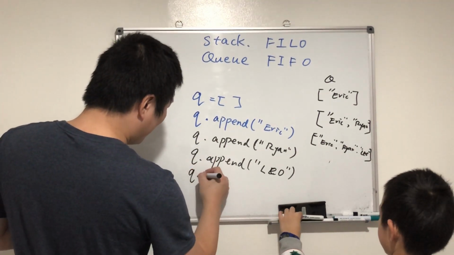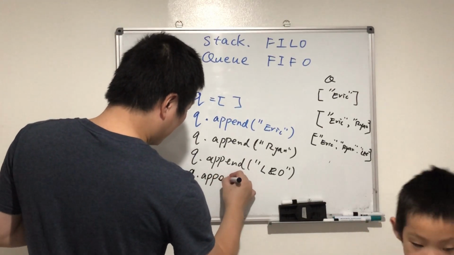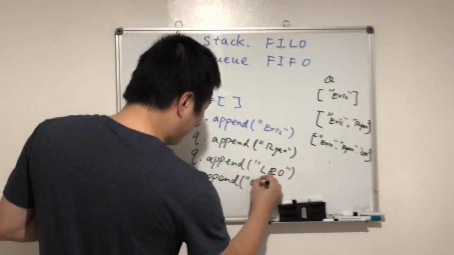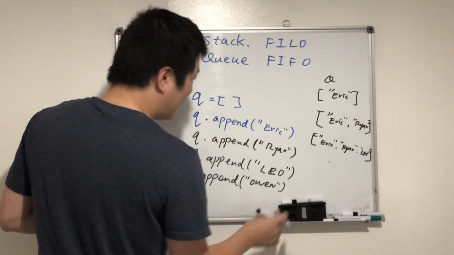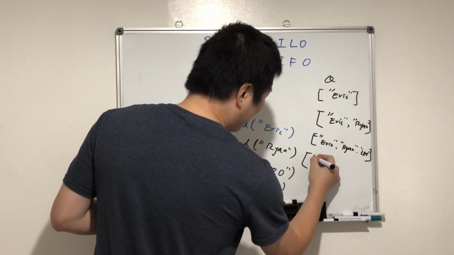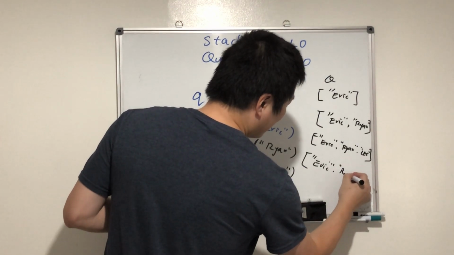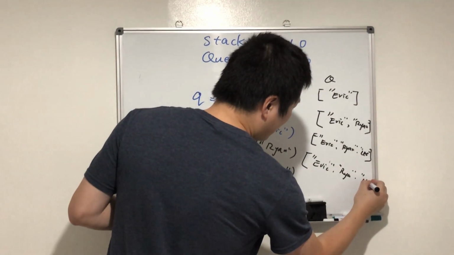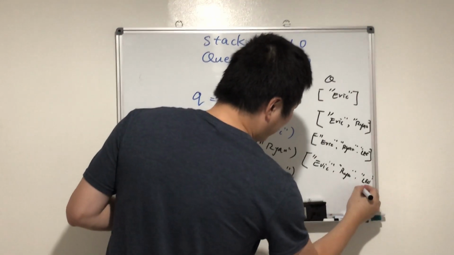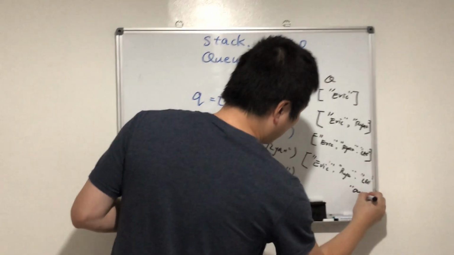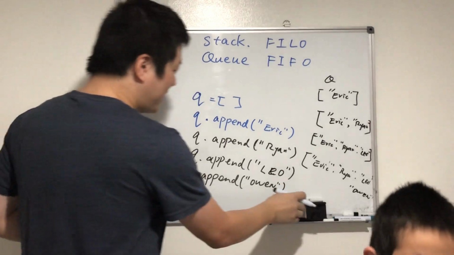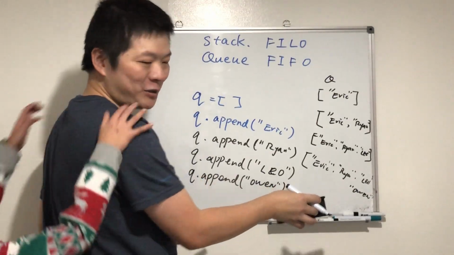Okay, Q.append Owen. O-W-E-N. So what do you think will happen? We just put it at the end: Eric, Ryan, Leo, and Owen. No, that's enough. We don't have space for too many people.